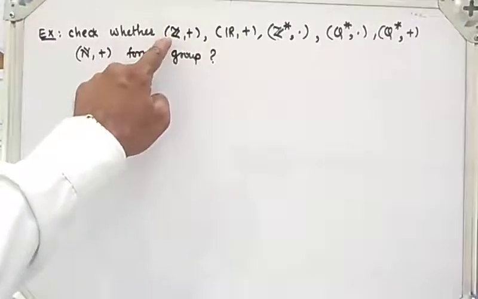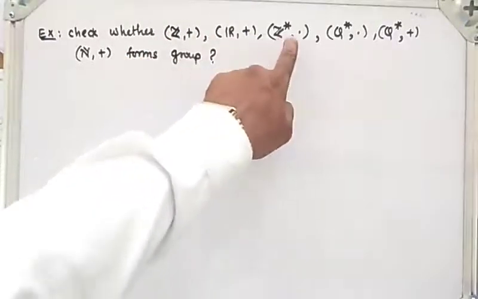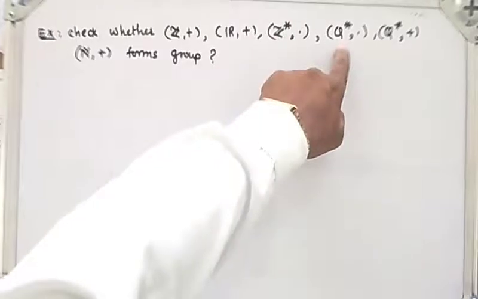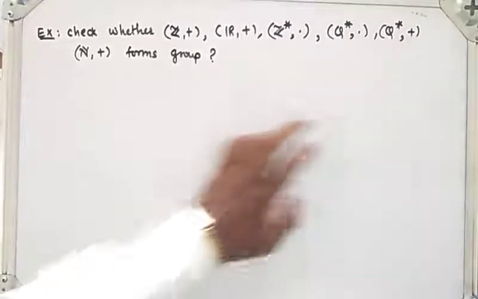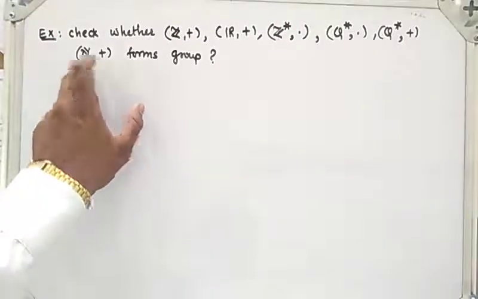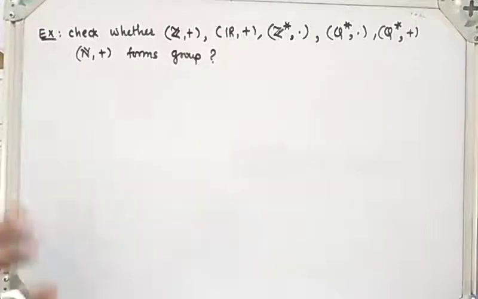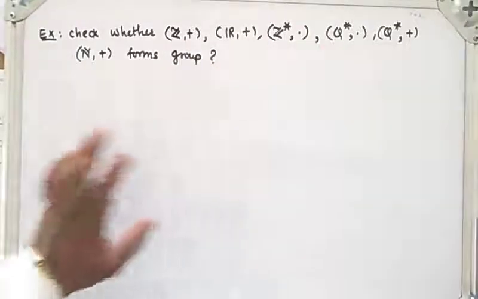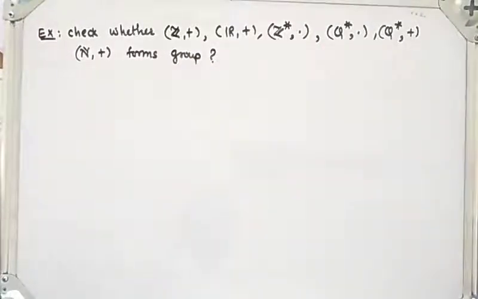So here G we have Z under addition, R under addition, Z star under multiplication, Q star under multiplication, Q star under addition, and natural numbers under addition. To check whether each forms a group or not, for each set we have to check four properties. If one of the properties fails, then it is not a group, right? So let's check the solution.